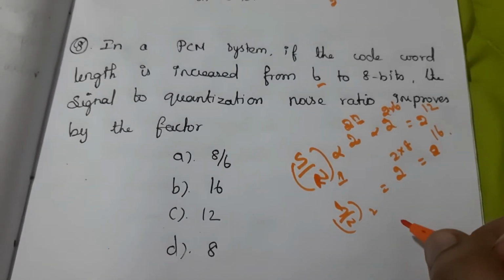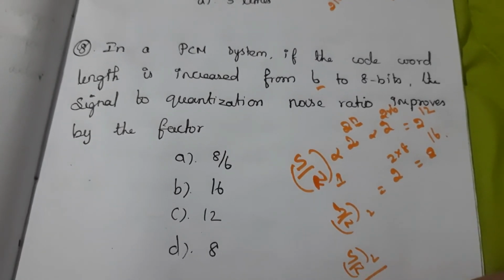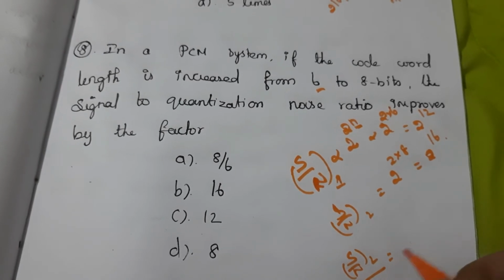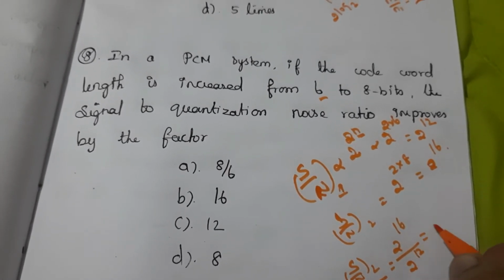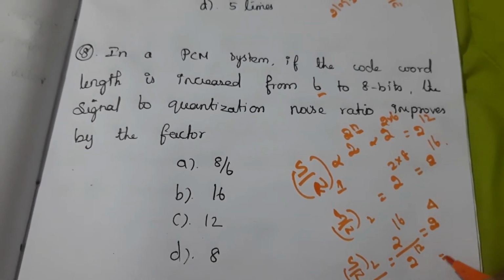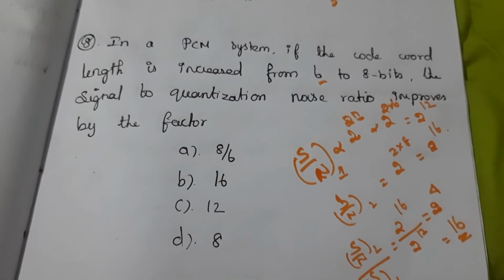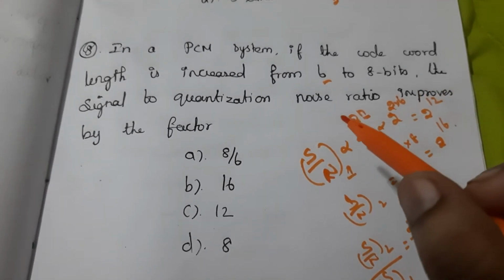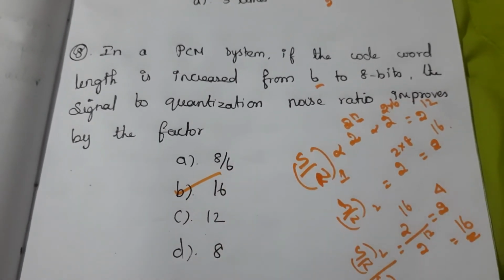So we have to find the ratio, 2 divided by 1. So we will get 2 power 16 divided by 2 power 12. So we will get 2 power 4, and 2 power 4 value is 16. So here the signal to quantization noise ratio improves by the factor 16. B is the answer.